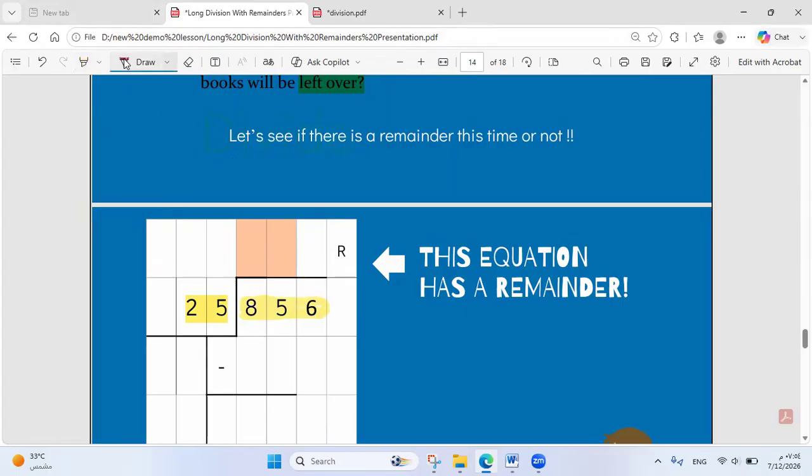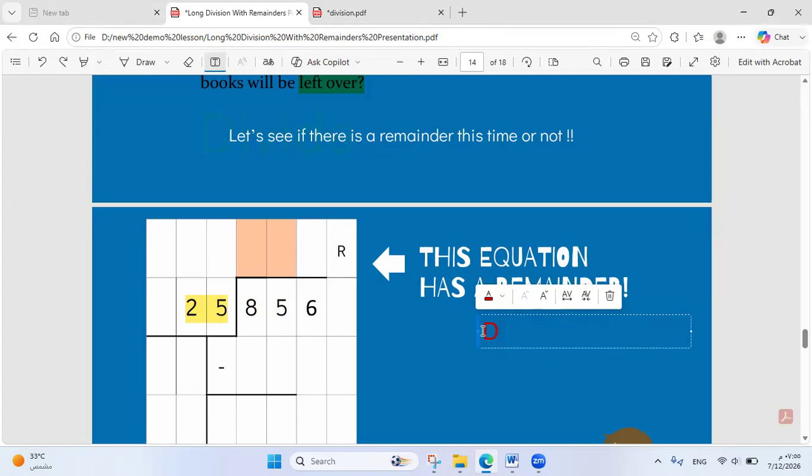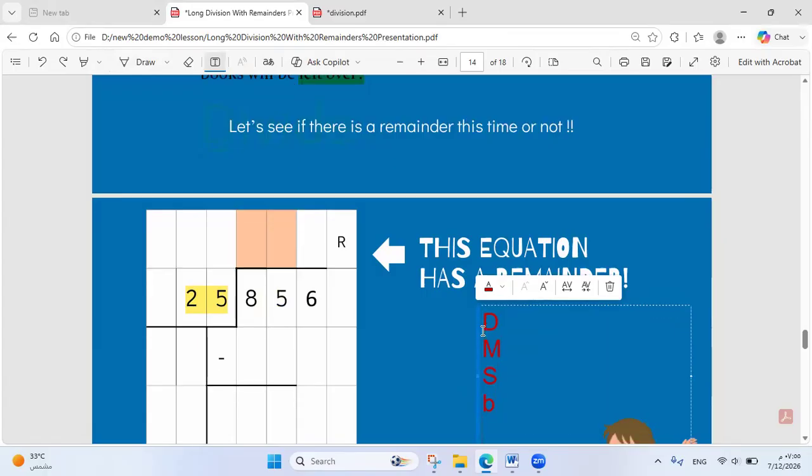Which step do we start with? If you remember, yes, very good, we divide. After we divide, what shall we do? We multiply. After we multiply, what shall we do? Yes, very good, we subtract. Let's write them again. D for divide, then M for multiply, then subtract, then bring down, then we repeat the other steps from the beginning.